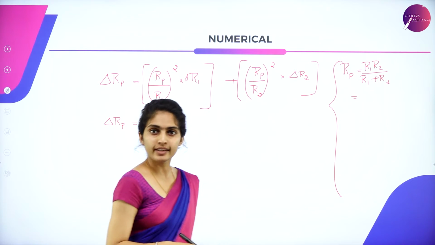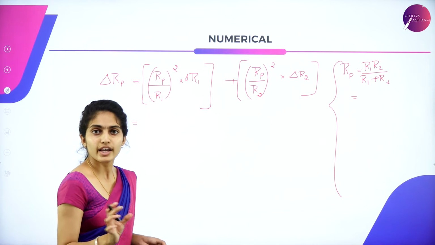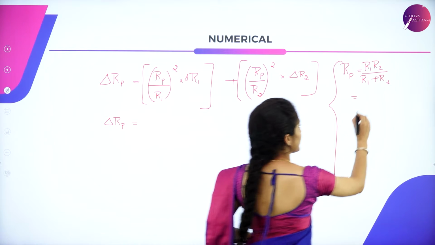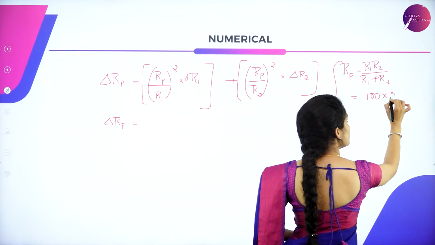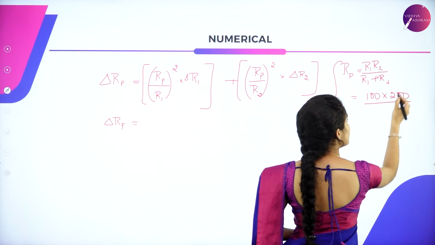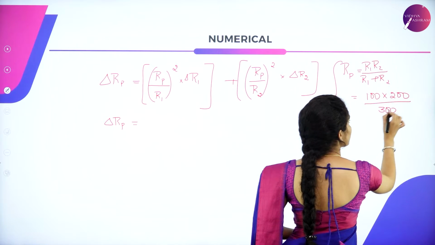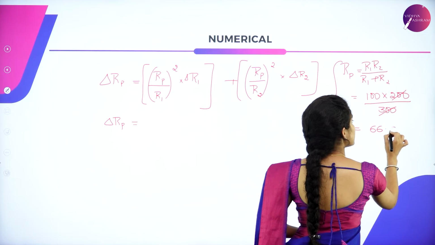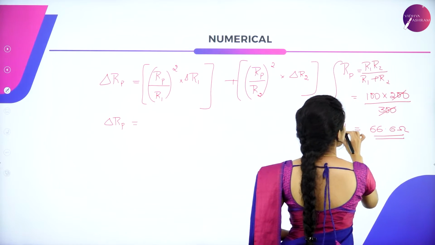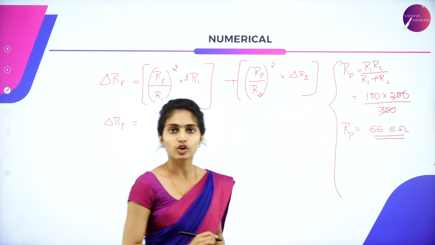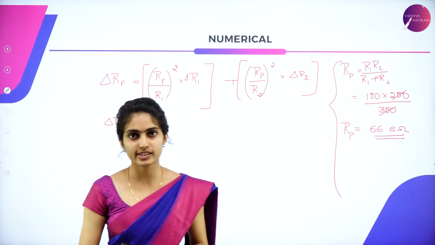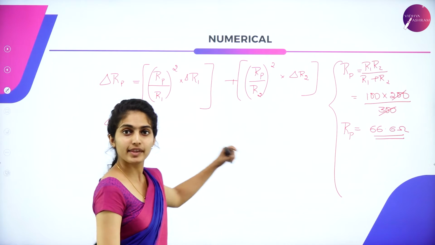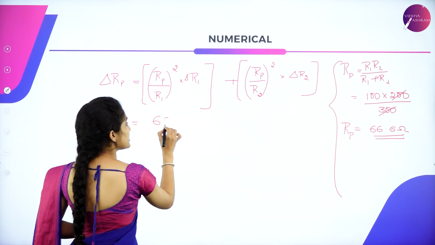Excluding the errors, we are calculating only the actual numbers, that is 100 into 200 divided by 100 plus 200, which is 300, wherein you get 66.6 ohms. That is, in parallel combination you get 66.6 ohms. So Rp is 66.6 ohm. The same thing is being substituted here.